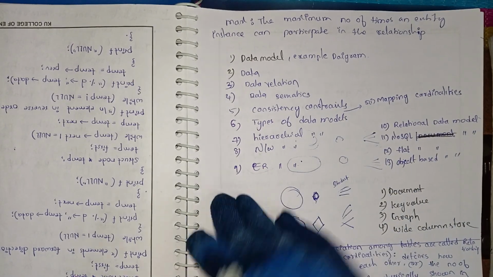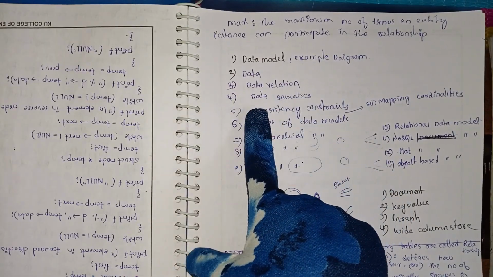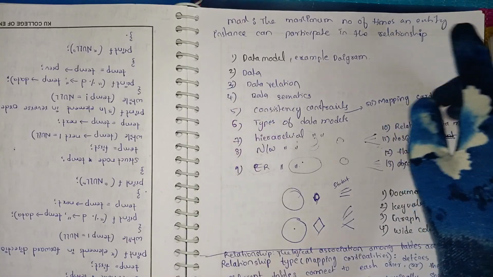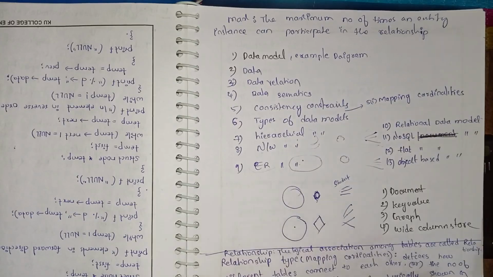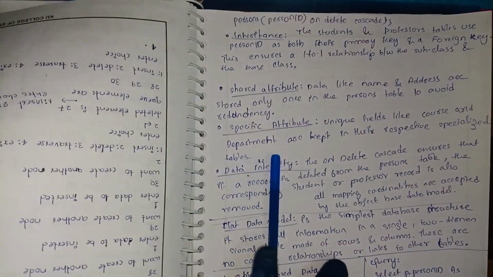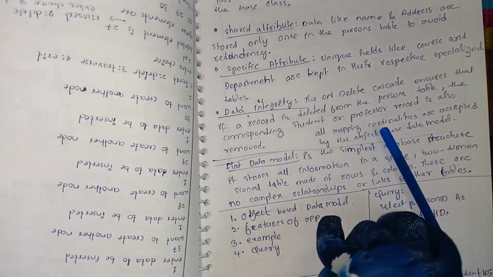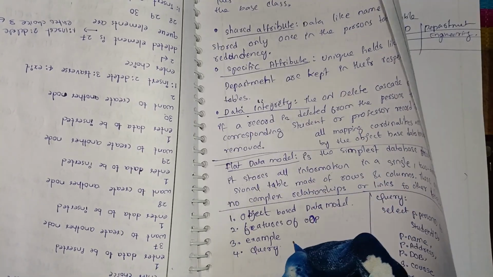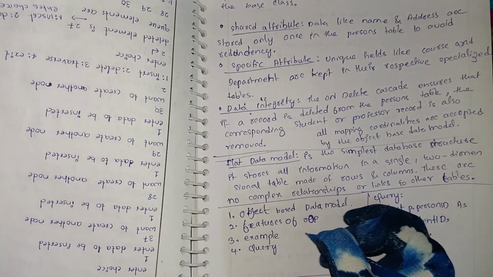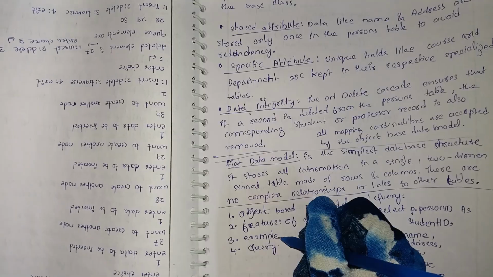So first we will see what is data model, data, and then data relation, data semantics, and consistency constraints, and then object based data model, features of object oriented programming, and example of object based data model, and querying this example.